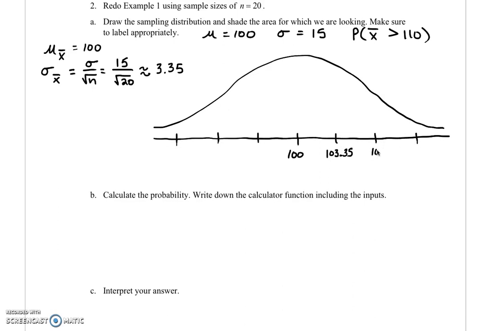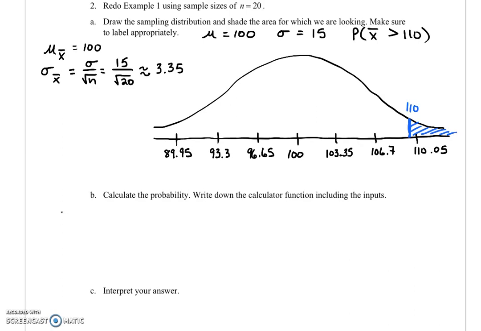Then we have 106.7. And the third one is 110.05. Going the other direction, we have 96.65, 93.3, and 89.95. Now remember, we want greater than 110, so 110 is, I don't know, somewhere about there maybe. And we need greater, so that's to the right.